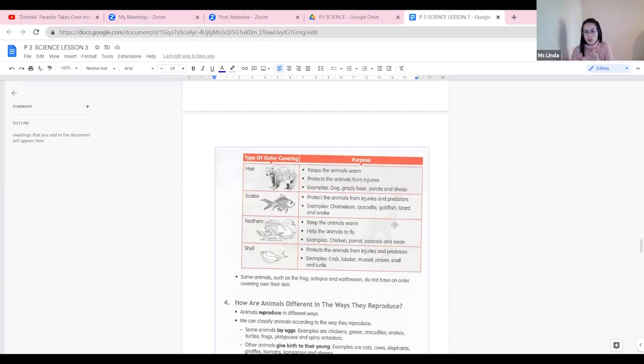So you've got other animals with scales, feathers. Feathers we all know. Have you touched a duck? I think chicken you should have.